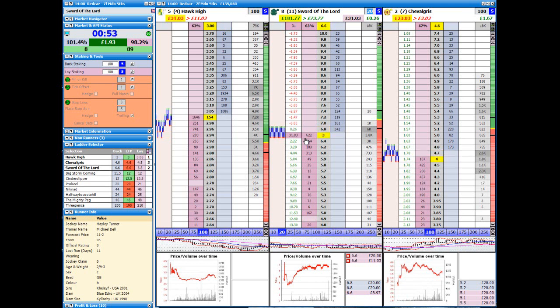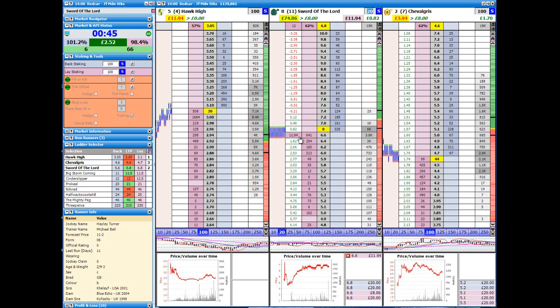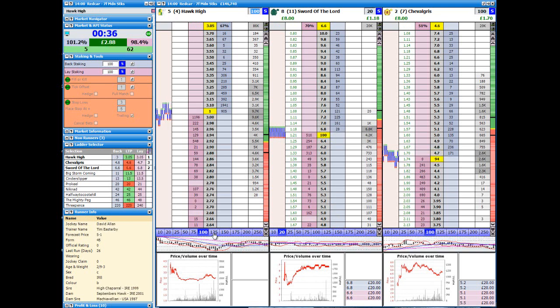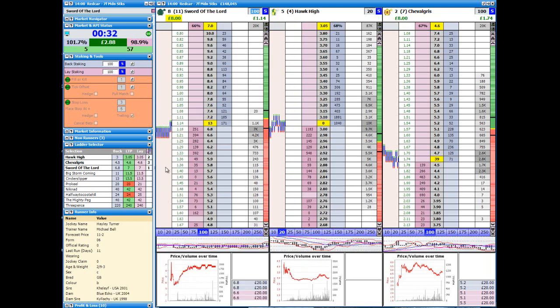Still waiting here for my £40 to be matched on the lay side. So there you can see now I've got a potential £8 win profit on the second favourite, or I could hedge for £1.14. Now I'm trading the second favourite.